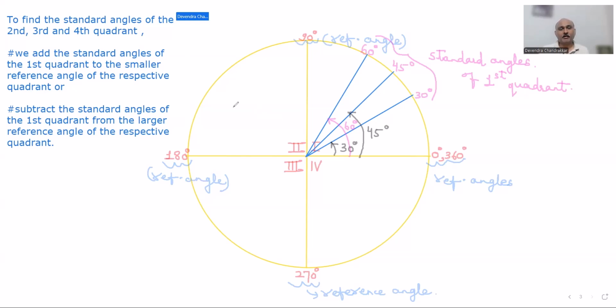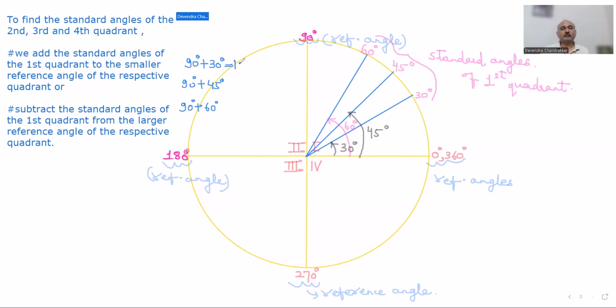This is the second quadrant, right? This is the second quadrant. Can you guys tell me which is the lower reference, smaller reference angle of this quadrant? 90 degrees. Very good. So to this 90 degree, we add the standard angles of the first quadrant. So 90 plus 30, 90 plus 45, 90 plus 60, right?